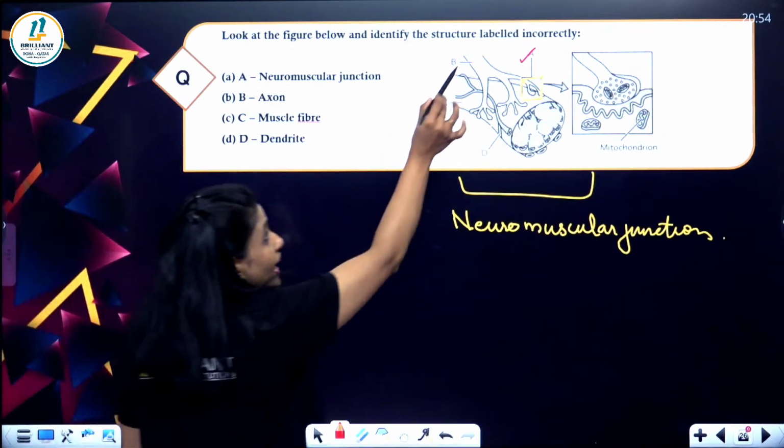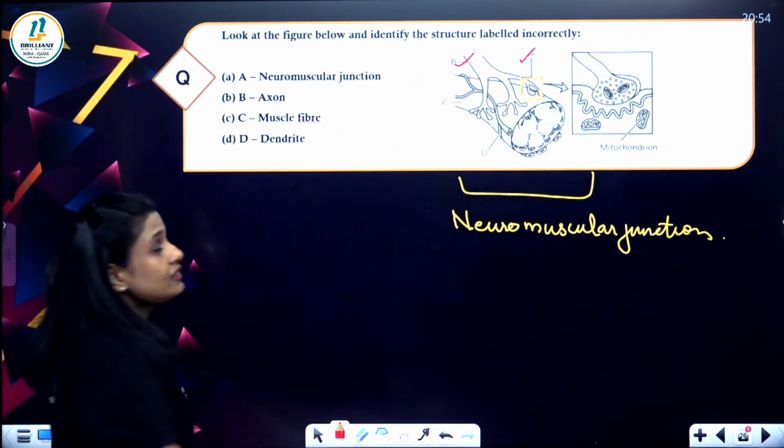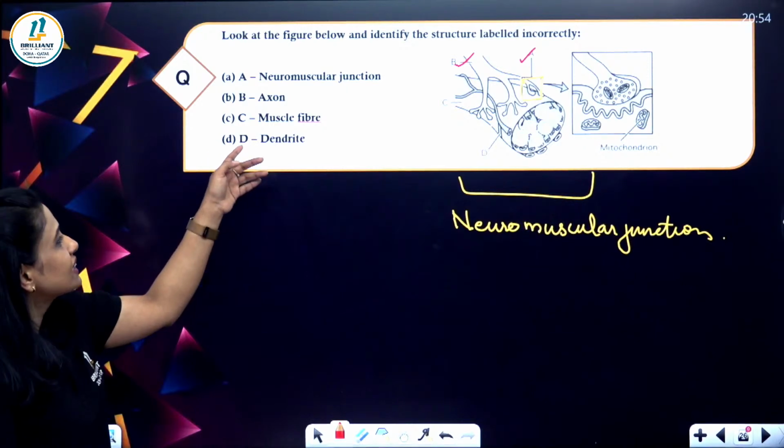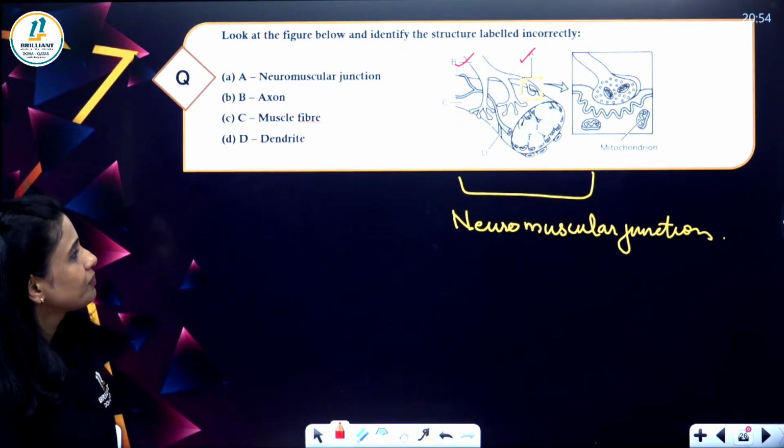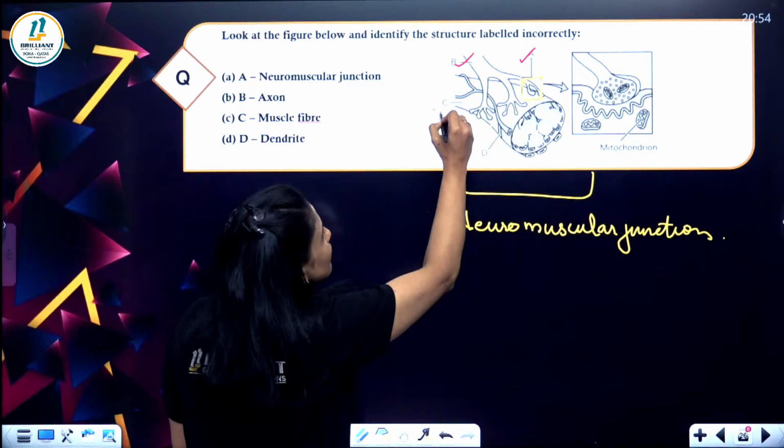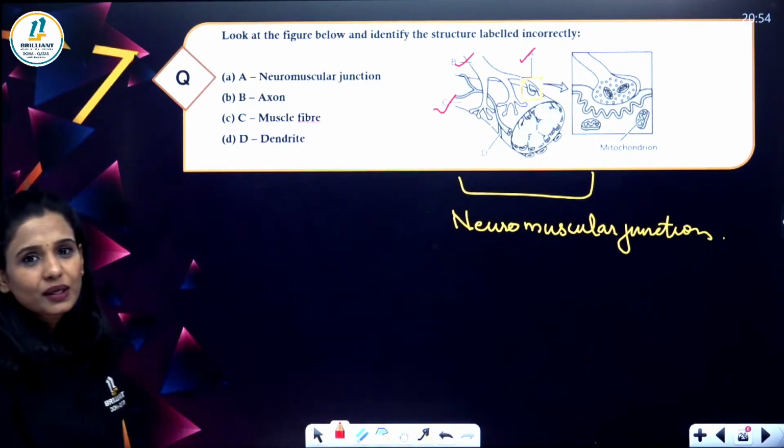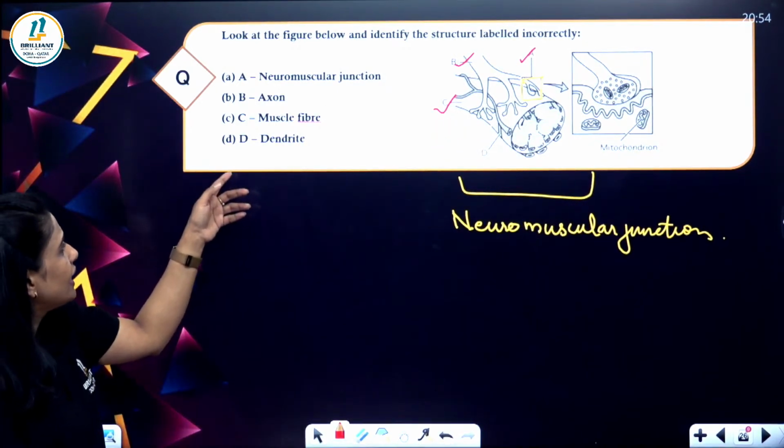Now B, axon. Yes, it is axon. This is correct. Now C, muscle fiber. Okay, this is muscle fiber. That is also correct.